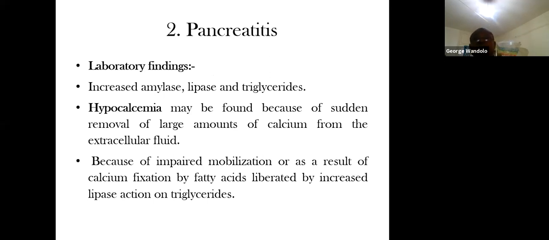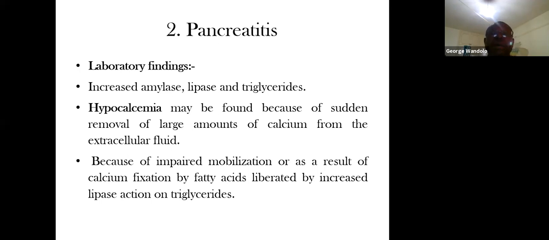In the laboratory, we have this measurement. Increased amylase, lipase, and triglycerides are cardinal features of acute pancreatitis. Hypocalcemia may be found because of sudden removal of large amounts of calcium from the extracellular fluid, okay? This is because when we have inflammation, we have edema. So the fluid in the cells leaks out into the periphery, and this dilutes the calcium. It is also because of impaired mobilization, or as a result of calcium fixation by fatty acids liberated by lipase action on triglycerides, okay?